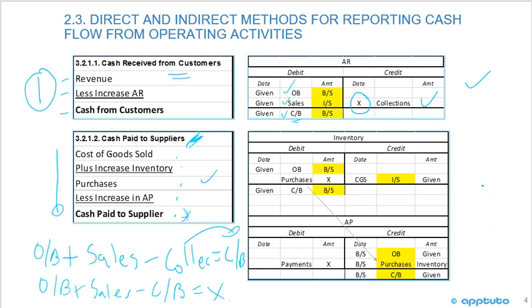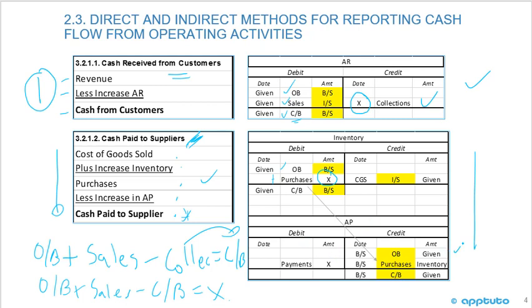So I showed here you need two T accounts. Up here we have our inventory account. Again, for our purchases we can solve. We've got opening balance plus purchases minus cost of goods sold gives us our closing balance. Okay, so we can solve for X again using information from not only the income statement but also the balance sheet. And on the accounts payable, it's the same thing.